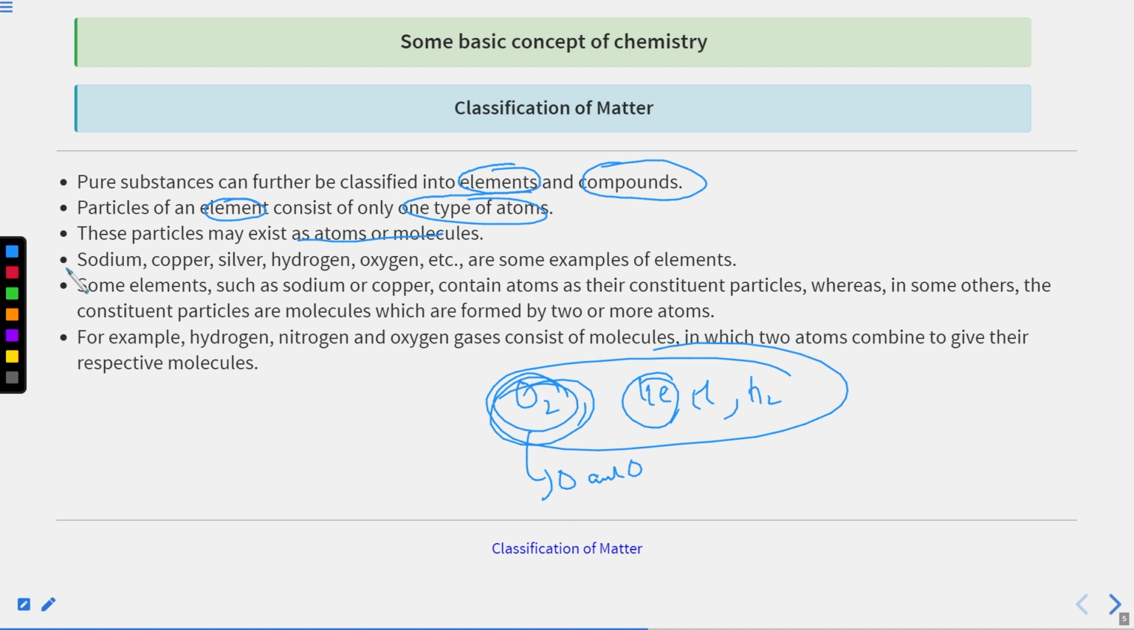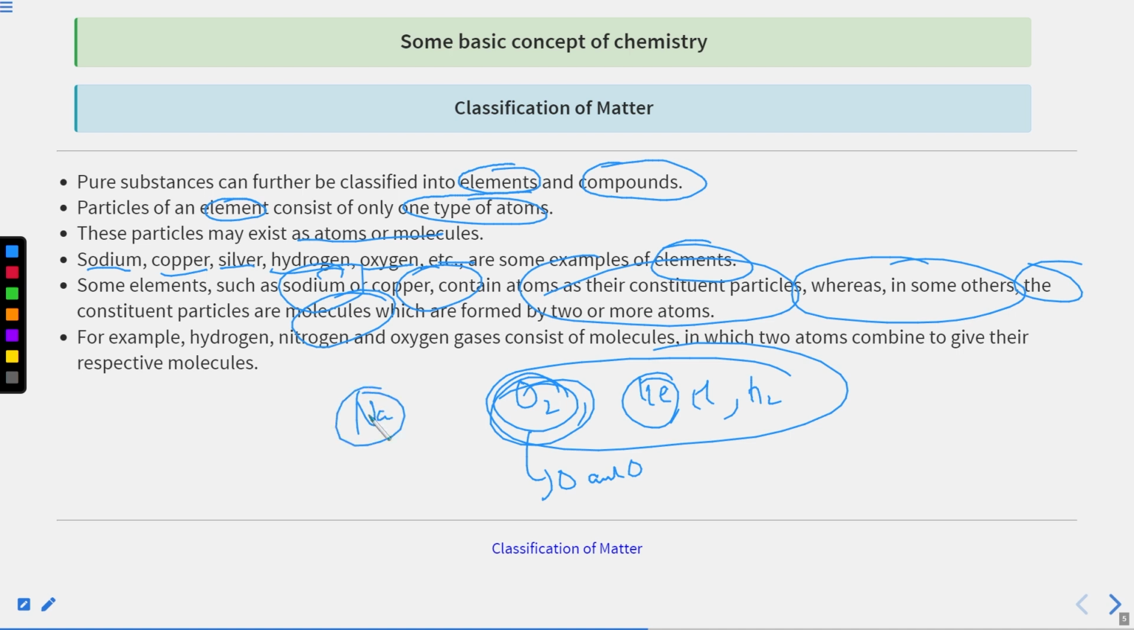We have examples of sodium, copper, silver, hydrogen, oxygen, etc. All are examples of elements, right? Now some elements such as sodium or copper contain atoms as their constituent particle, whereas in some others the constituent particles are molecules. So they can vary. The constituent particle can be an atom or a molecule. In case of sodium we have Na, that is a sodium atom. Copper we have a copper atom.